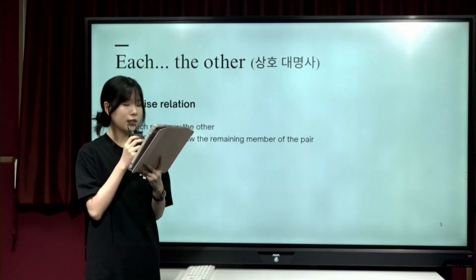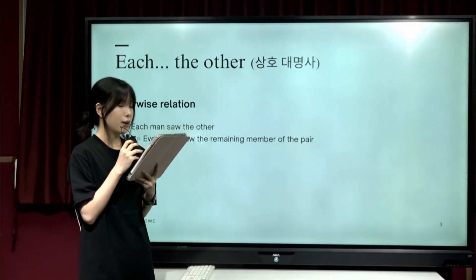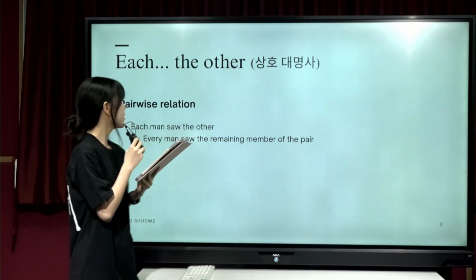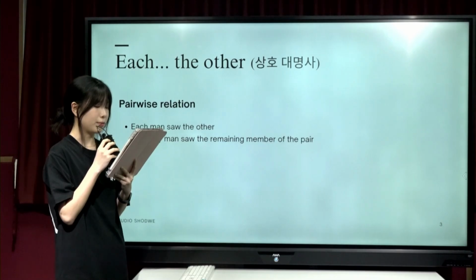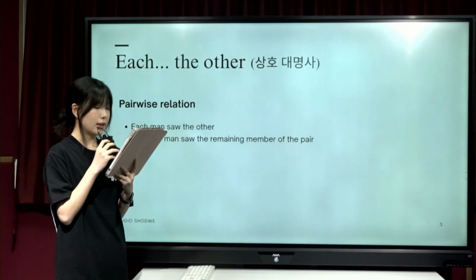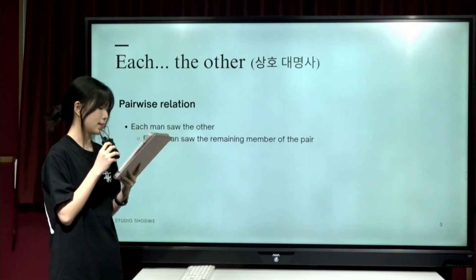Now let's see each the other. This structure shows pairwise relationships. For example, in the sentence each man saw the other, it means that every man saw the remaining member of the pair. So we can say that it establishes a pairwise relation between members of some set.